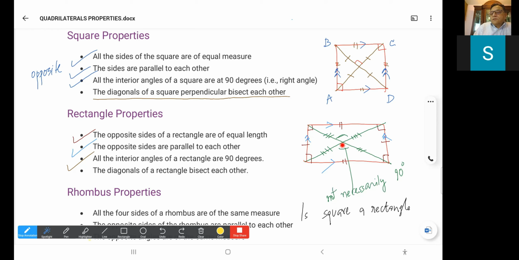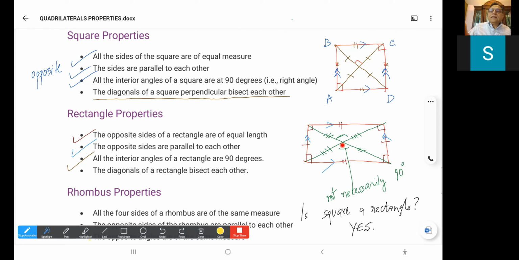Yes, sir. Yes, that is correct. So a square is a special rectangle in which all the sides are equal and the diagonals bisect at right angles. Is that clear to you? As we move along, we should relate one figure with the other figure.